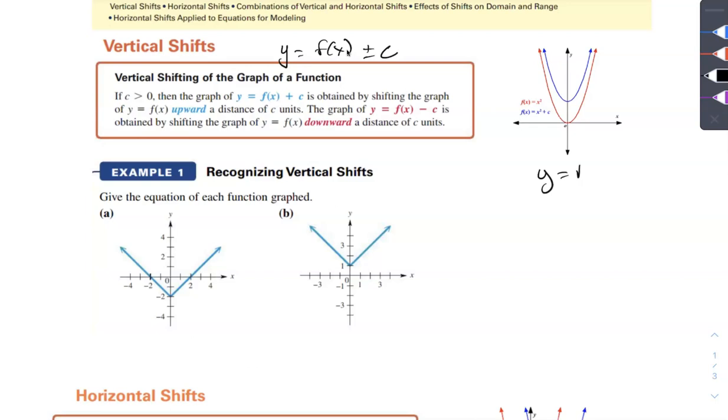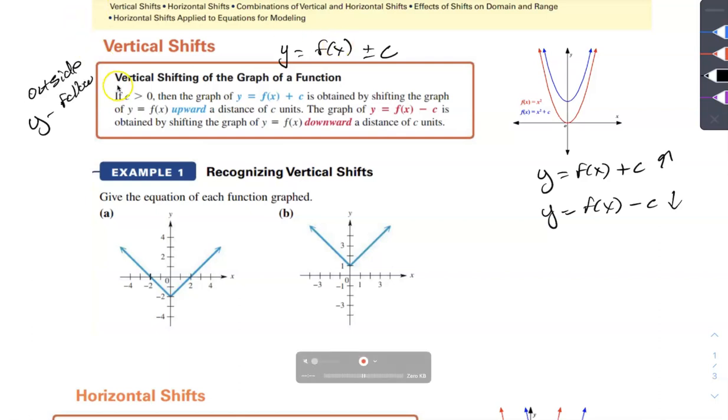Where y equals f of x plus c moves it up, y equals f of x minus c moves it down. In general, I like to say anything on the outside of the function affects the y values, and you follow what it tells you to do. If it says plus, you go up. If it says minus, you go down.